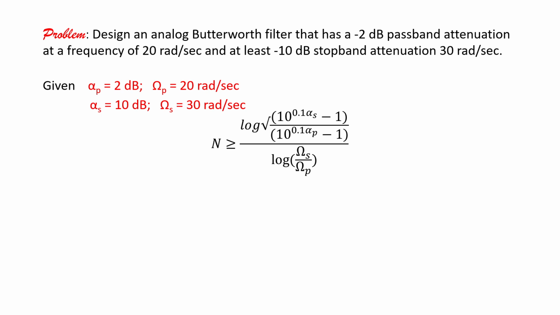Now put the values of alpha p, alpha s, omega p, omega s in the equation. So it is nothing but log of the square root of (10 minus 1) divided by (10 to the power 0.2 minus 1), divided by log 30 by 20. So that is equal to 3.37. So this is step 1.